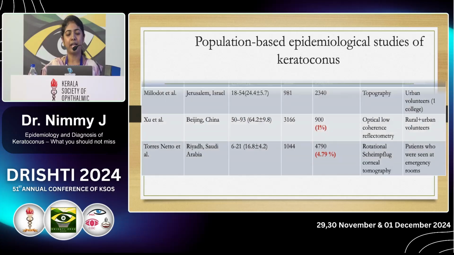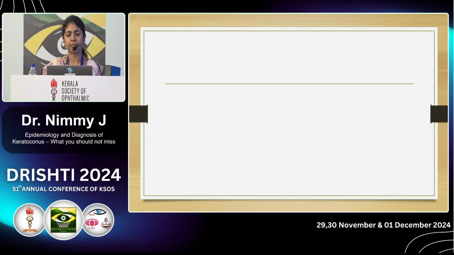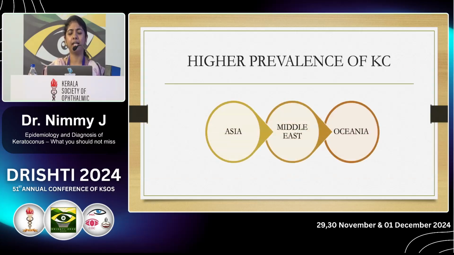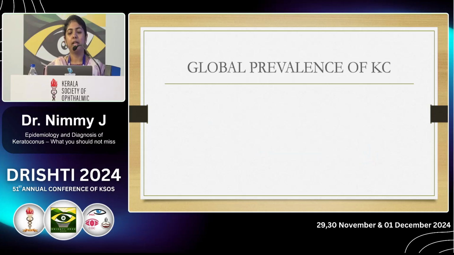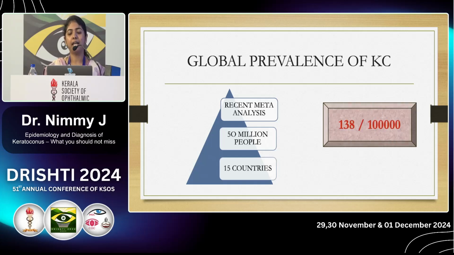A study in China found out a prevalence of 1%, and the highest recorded prevalence was by Torres Netto et al. in Riyadh, Saudi Arabia, and it showed a prevalence of 4.79%. So it is clear that there is a higher prevalence of keratoconus in Asia, especially Middle East Asia and Oceania. A recent meta-analysis was conducted among 50 million people from 15 countries, and they have found a global prevalence of 138 in 1 lakh.